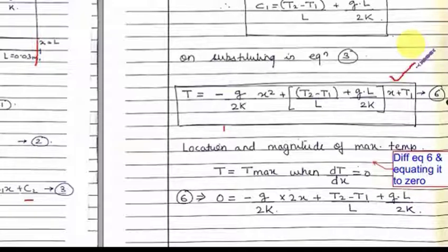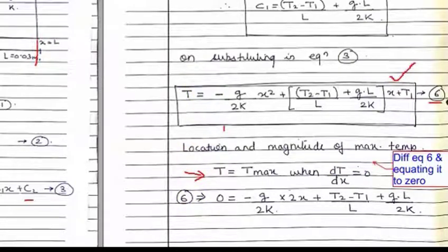Now when will the temperature be maximum? At maximum temperature, what will be the change of temperature with respect to x? It will be 0. So when T equals T max, the change of temperature with respect to x is 0. You are supposed to keep this condition in mind, because at maximum temperature the slope, that is dT by dx, will be equal to 0. So we will differentiate equation number 6 and equate it to 0, and you will get the value of T max.